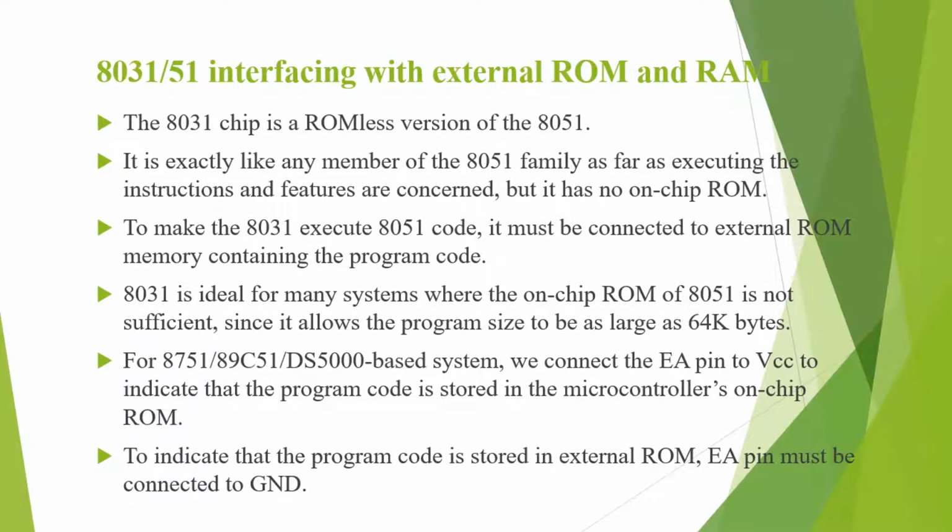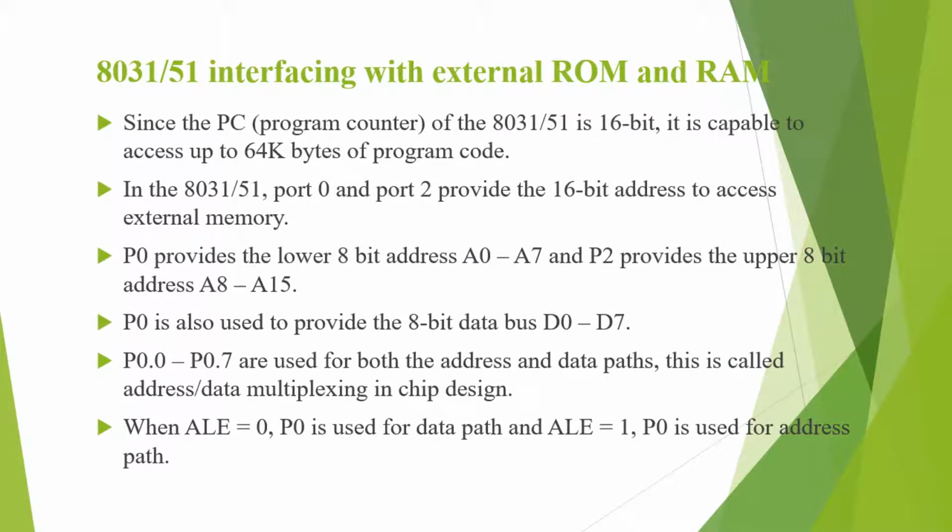Whereas for the ROM-less version of the 8051, that is the 8031, the EA pin will be connected to ground to indicate that the program code is stored in the external ROM. Also, the program counter of the 8031-8051 is 16-bit, so it is capable of accessing up to 64 kilobytes of program code. In the 8031 or 8051, port 0 and port 2 provide the 16-bit address to access the external memory.